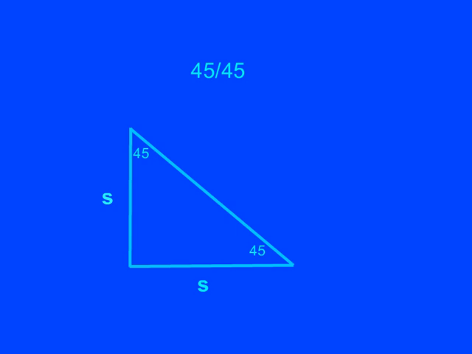We call this one the 45-45 right triangle because it has two equal sides that are created by two equal angles of 45 degrees. You determine the hypotenuse of this triangle by multiplying the length of the short side by the square root of 2.